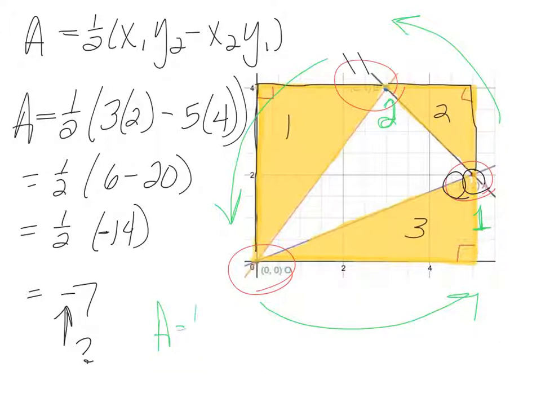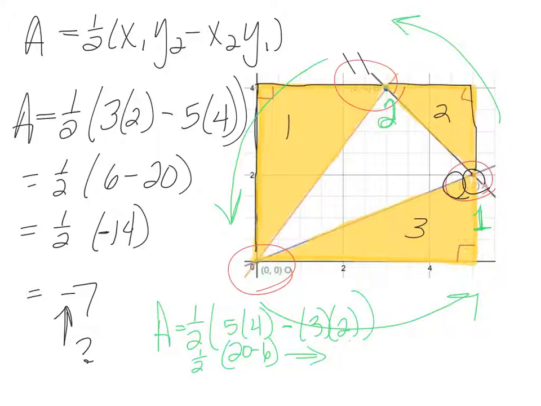So area equals 1/2 x1. I could hardly see underneath there. That would be a 5, y2, minus x2 y1. So 20 minus 6, 1/2 of 14 is in fact a positive 7 units squared. So remember the counterclockwise rule, okay? It works.